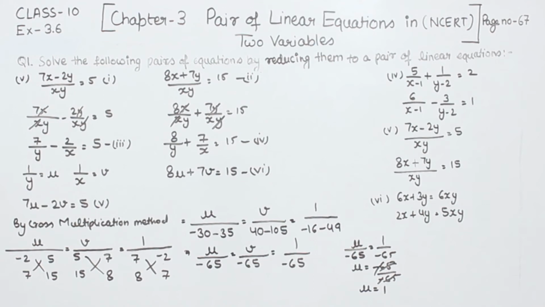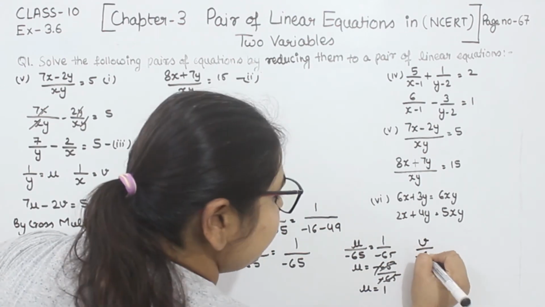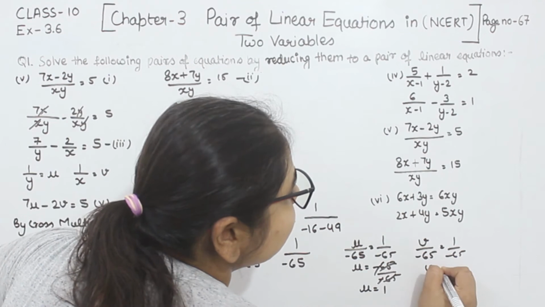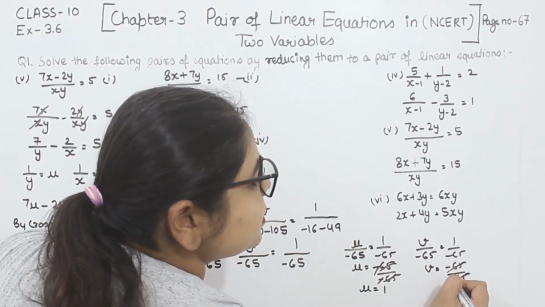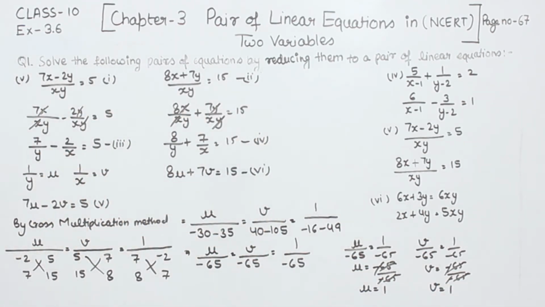Now we have to find the value of v here. So I am going to write here v by minus 65 is equal to 1 by minus 65. We will cross multiply. So we are having v is equal to minus 65 by minus 65. Minus is cancelled from minus. So the value of v we are having as equal to 1.